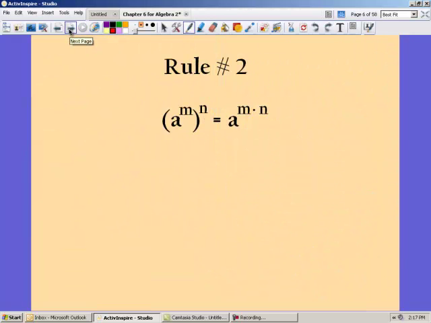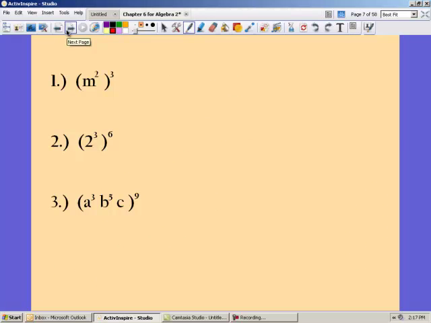Rule number 2, we have an exponent here, but it's raised to another exponent. And when that happens, you just multiply this exponent onto that one. So in number 1, we have the base of m, and we multiply 2 and 3 together, which is 6. Number 2, we have the base of 2, and we have 3 times 6, which is 18.